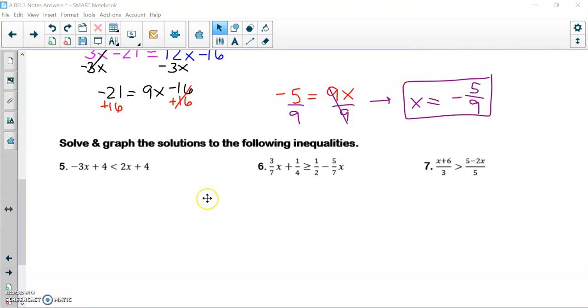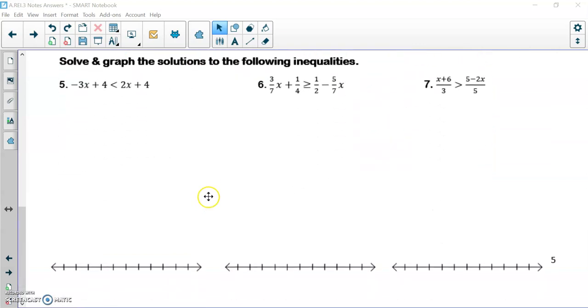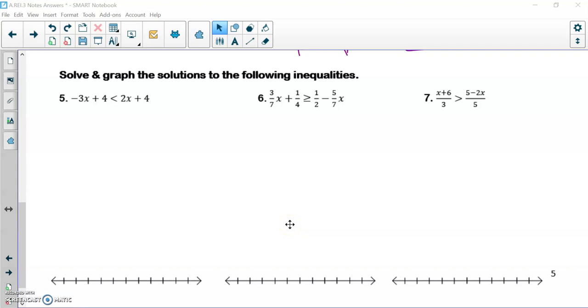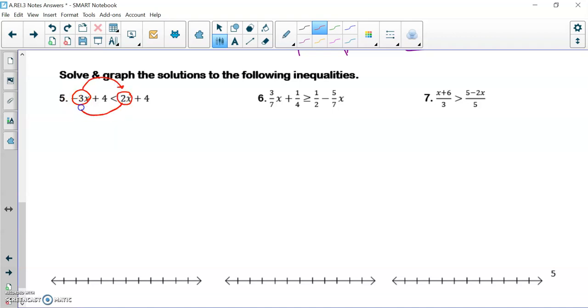All right, so moving on to inequalities now, we're going to do the same exact thing. So number 5, I want to get my variable on one side first. I can either add this 3x over to the right, or subtract the 2x over to the left. I'm going to subtract the 2x over to the left because I want to show you something. You can do it whatever way you want, but I want to go through this way.